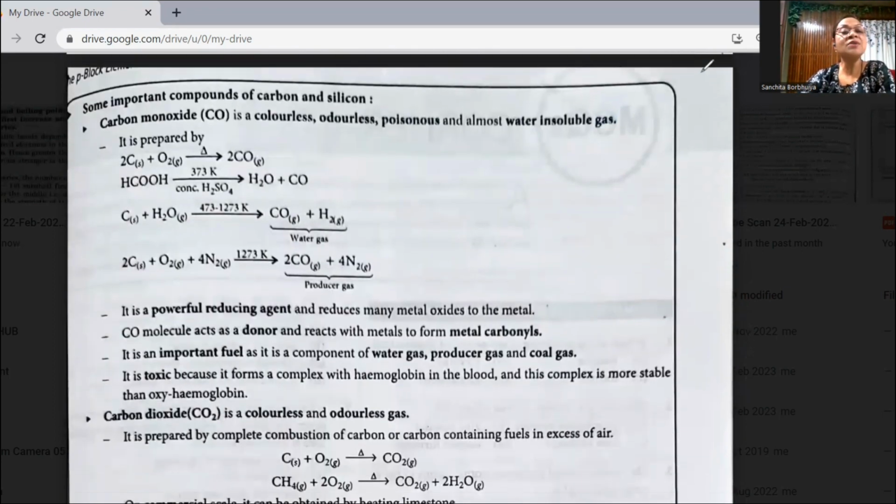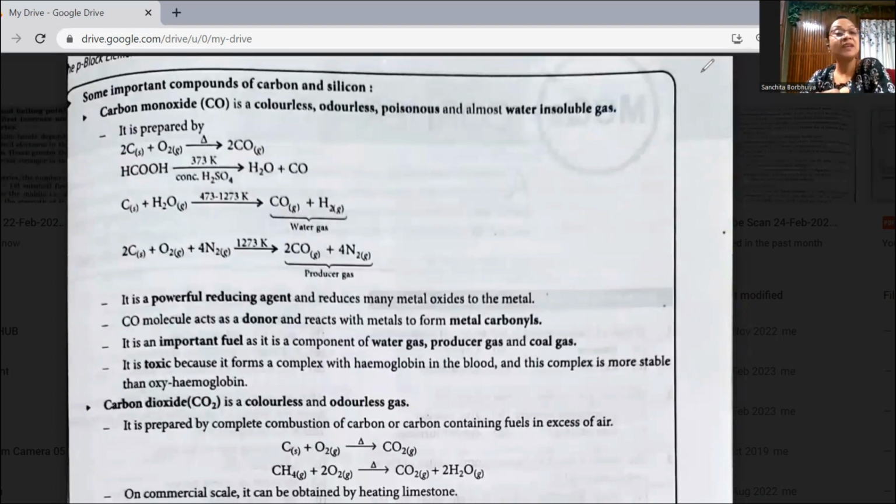Some important compounds of carbon and silicon are carbon monoxide. If you want to prepare it, put carbon and an insufficient supply of oxygen, you'll get carbon monoxide, which is definitely an odorless, poisonous, colorless, and water insoluble gas. If you want to form carbon monoxide, be careful while you're working with formic acid, because if it is heated to 100 degrees Celsius under concentrated sulfuric acid conditions, you get carbon monoxide along with steam.